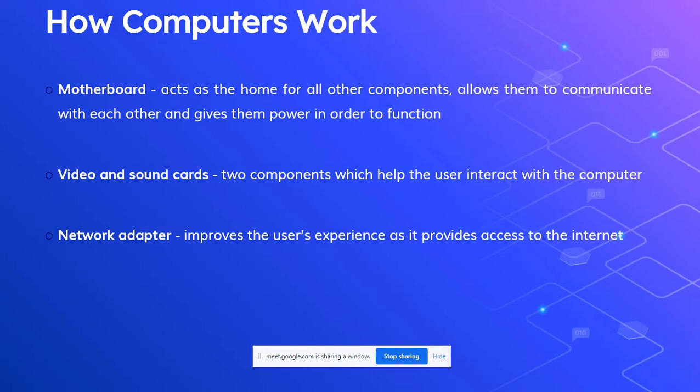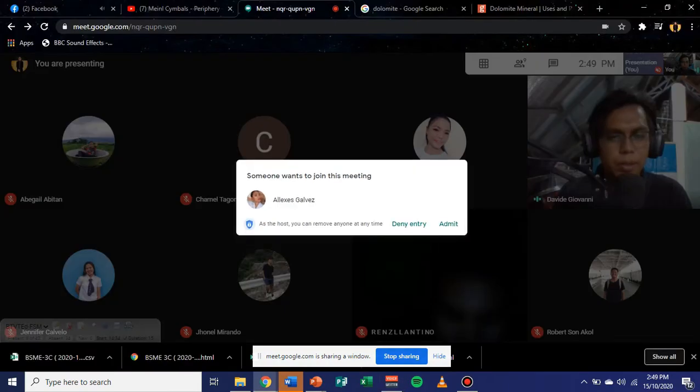So next, we have the video and sound cards. Two components which help the user interact with the computer, mainly sa video, sa graphics na sinashow niya sa monitor, and then sa sound card, syempre sa audio part ng computer. So, next, we have the network adapters. It improves the user's experience as it provides access to the internet. Network adapters are yung adapter para sa internet or Ethernet connections para ma-connect sa network yung computer.